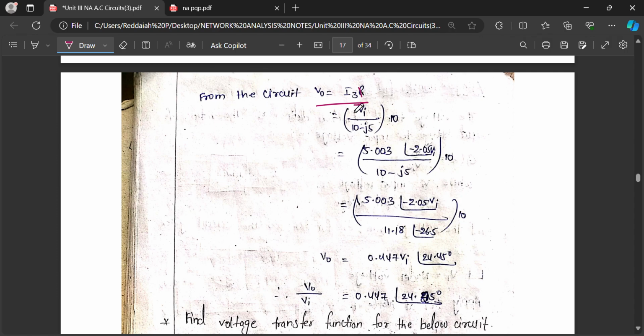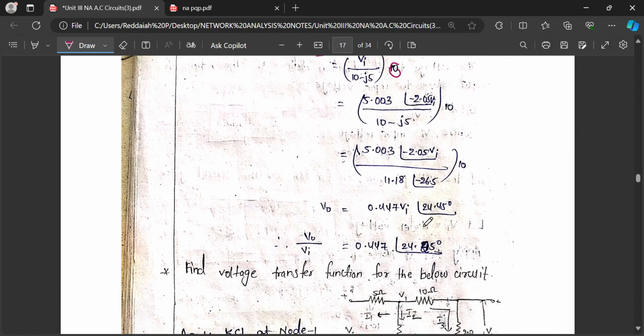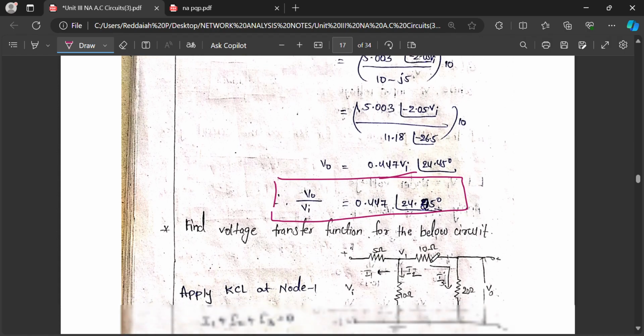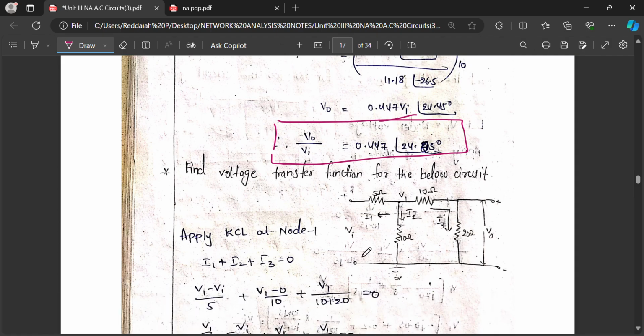In this resistor R, what is the current I3? I3 into R gives V0. From that, I3 is (Vi minus V0) divided by (10 minus j5), and R is 10 ohm. If you substitute this, you will get V0. Therefore, the voltage transfer function, the V0 by Vi ratio, is this one.